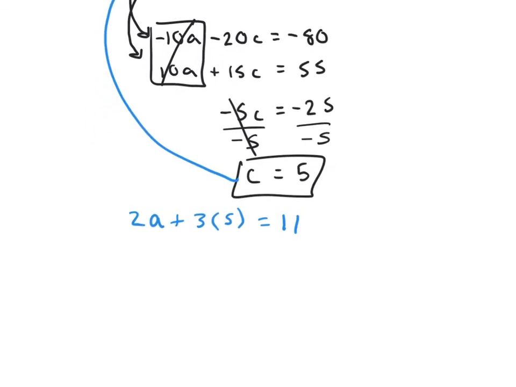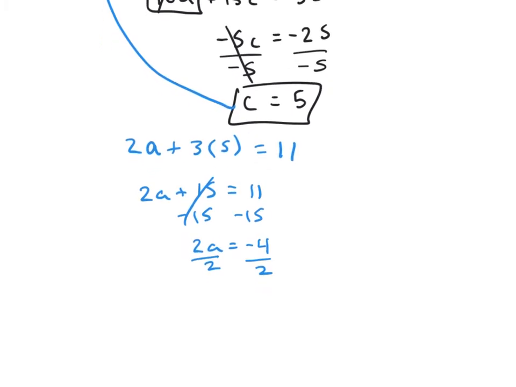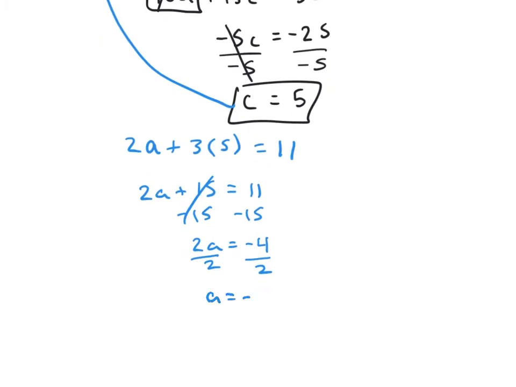Now we need to solve for a. So what do we need to do first? 3 times 5, so 2a plus 15 is equal to 11. Now what? Subtract 15. So 2a is equal to, what's 11 minus 15? Negative 4. And then we divide by 2. So what do we get for a? Negative 2. Alright, perfect.